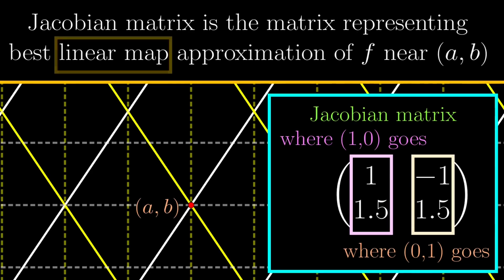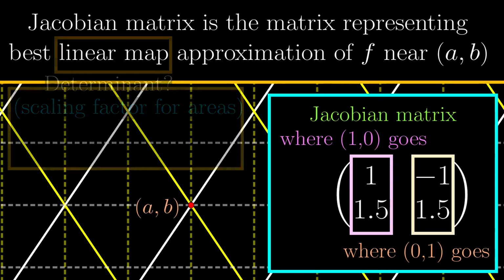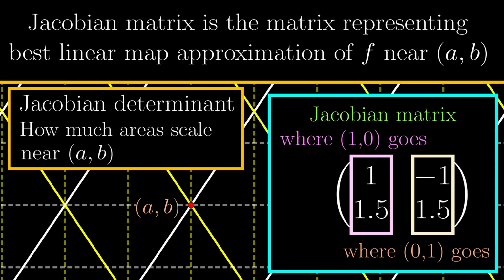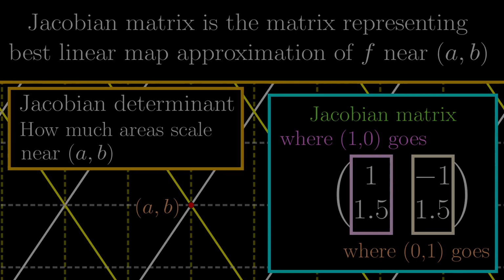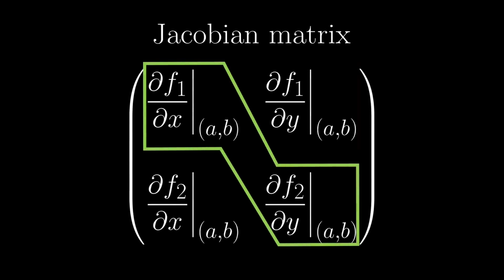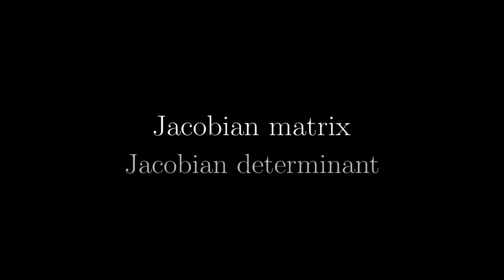But there is another thing we can say about a linear map, which is the determinant, or the scaling factor for areas. Not surprisingly, this determinant is called the Jacobian determinant, a measure of how much areas scale near the point AB. Again, the determinant can be computed using the matrix by the method we have discussed previously. These two concepts are crucial when it comes to changing variables, as we will see in the second half of the video.